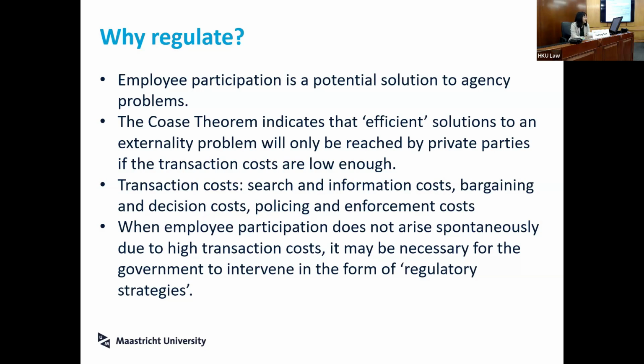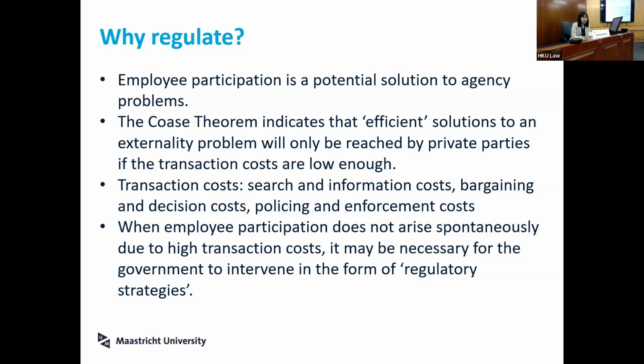The Coase theorem indicates that the efficient solution to an externality problem will only be reached by private parties if the transaction costs are low enough. When employees and corporations negotiate the specific details of employee participation, they face high transaction costs. These include search and information costs, bargaining and decision costs, and policy and enforcement costs. For search and information costs, it costs employees and employers time and money to find out exactly how to implement employee participation.